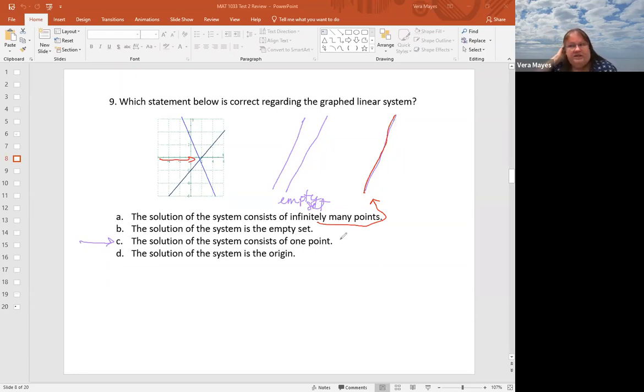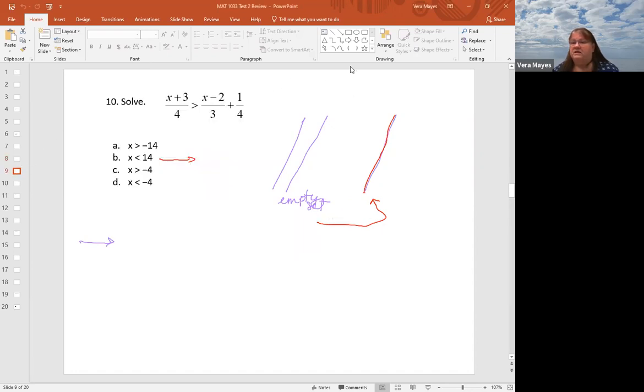So no matter what they give you, the first one is their favorite, but these are your 3 types of solutions that could come up. Any questions on this? I like it that there's no work, but you do have to think about what you're seeing. All right, let's go to the next one then.